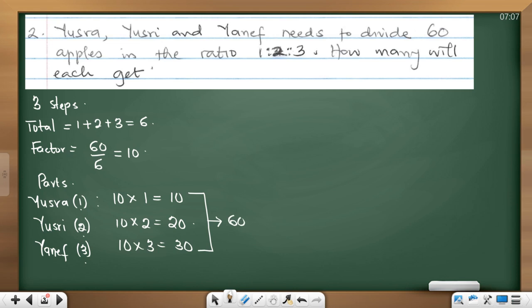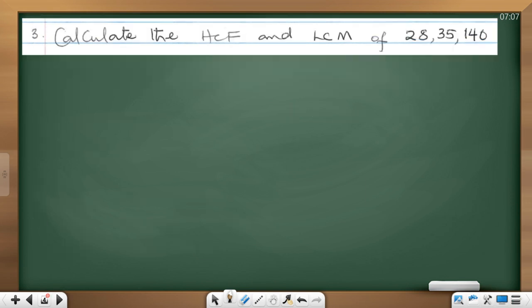So follow the 3 steps. Number 1, the total. Number 2, the factor. And number 3, the parts. The order is always, so if I have usurer, it's usury, and it is Yanif. And the question said ratio 1, 2, and 3. It's in that order. Lovely. Let's look at the next one.